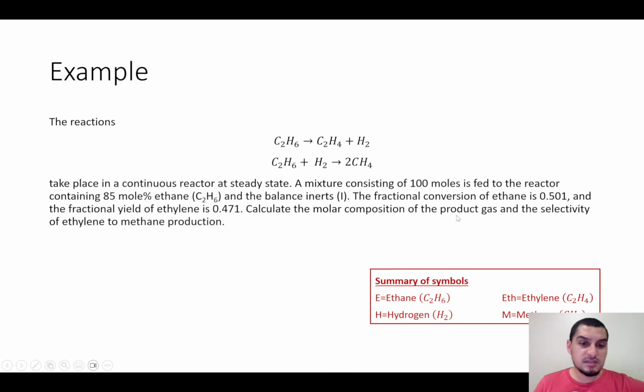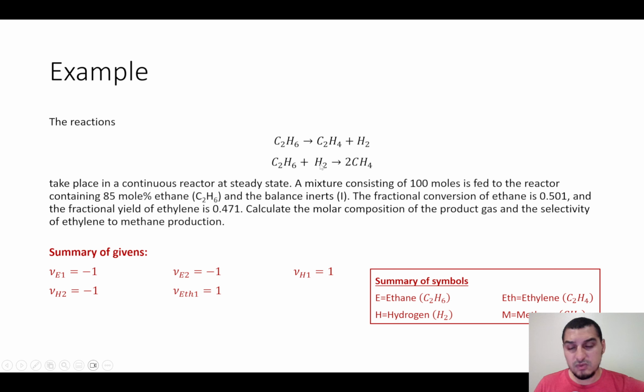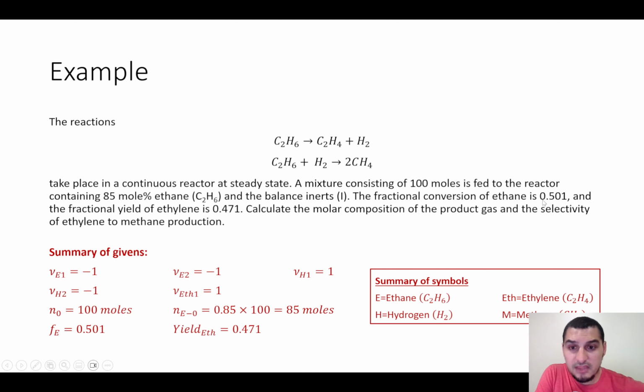So again, let's put the symbols, and then put a summary of the givens that we have. The givens that we have first are going to be the coefficients. So I know that ethane in reaction 1 is -1, ethane in reaction 2 is -1. Hydrogen in reaction 1 is 1, ethylene in reaction 1 is 1, hydrogen in reaction 2 is -1, and methane in reaction 2 should be +2. And we also have the flow rate of the mixture. 85% of the feed is ethane, so the number of moles of ethane in the feed is going to be 85 moles. And we know that the fractional conversion of ethane is 50.1%, and the yield of ethylene is 0.471.